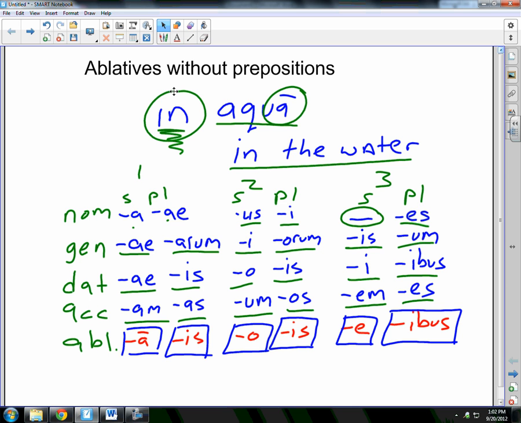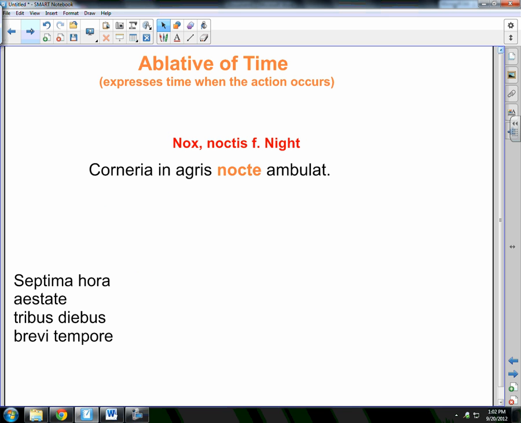Now let's talk about some of these special cases where we don't get a preposition with the ablative. The first one is ablative of time. When we use an ablative that is a time word, like nocte, or hora, or aestate, or diebus, or tempore, when we have a word that's associated with time, and we want to express the time when the action occurs, we don't have to use a preposition. We've seen this a few times already. The book just didn't really explain it to us.